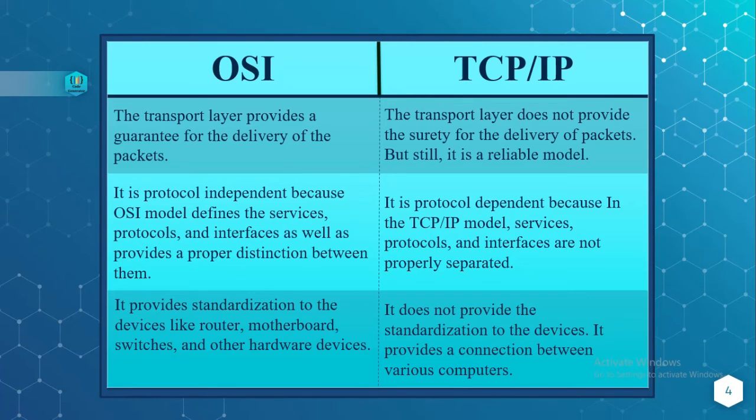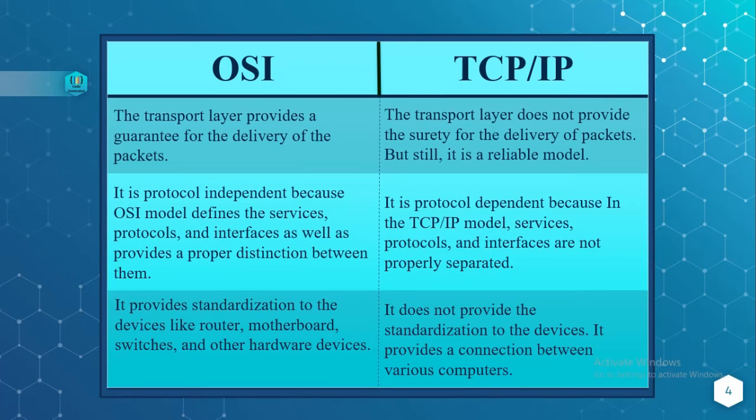The OSI model is protocol dependent because it defines the services, protocols and interfaces, as well as provides a proper separation between them. Whereas TCP/IP is protocol independent because in the TCP/IP model, services, protocols and interfaces are not properly separated. So, in the OSI model, each layer is separated, but in TCP/IP some of the layers are not properly separated.